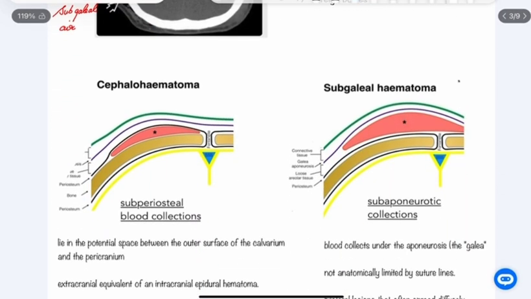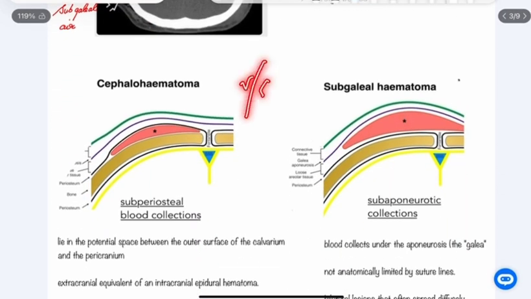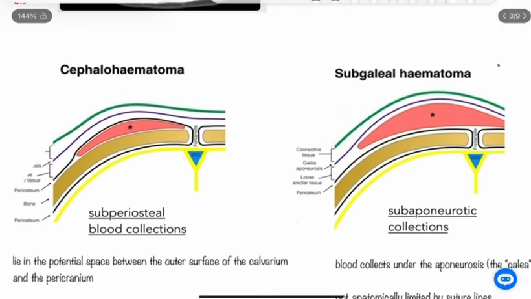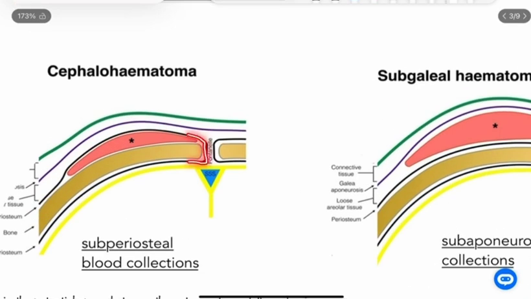Now, we will study cephalhematoma versus subgaleal hematoma. Basically, cephalhematomas are subperiosteal collections, that is, collections between the periosteal layer and the outer layer of the calvaria. So they are limited by the sutures, hence are mostly unilateral. Sometimes, due to chronic cephalhematomas, the outer layer of periosteum undergoes dystrophic calcification, leading to a firm palpable swelling.